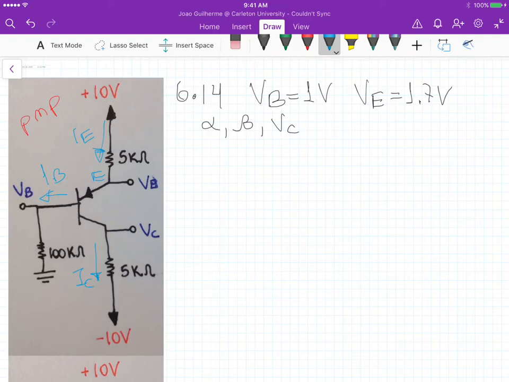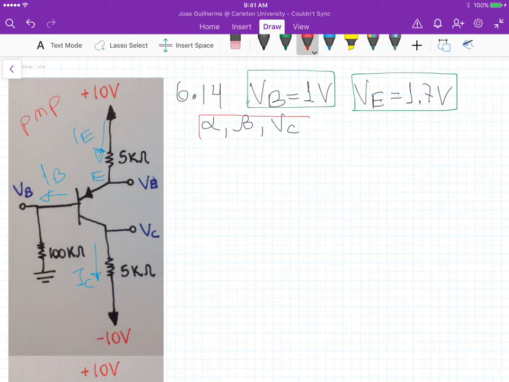So from this problem we know that the potential at the base is 1 volt. And the potential at the emitter is 1.7. And we need to define alpha, the common base current gain, and beta, the common emitter current gain. And also define the value of VC, the potential at the collector of the BJT. So those are the unknowns.